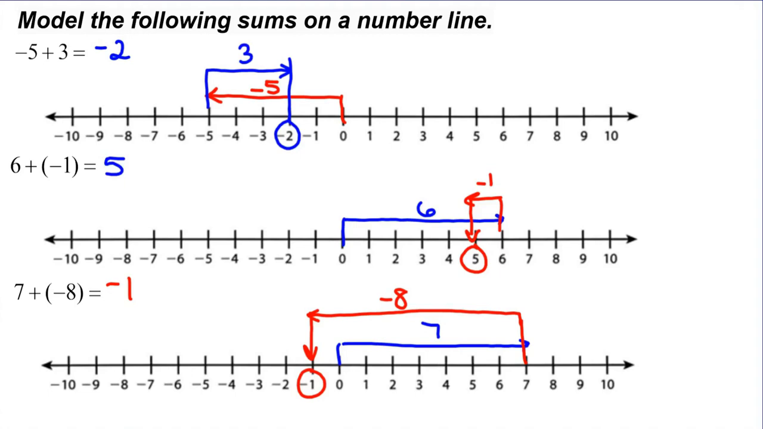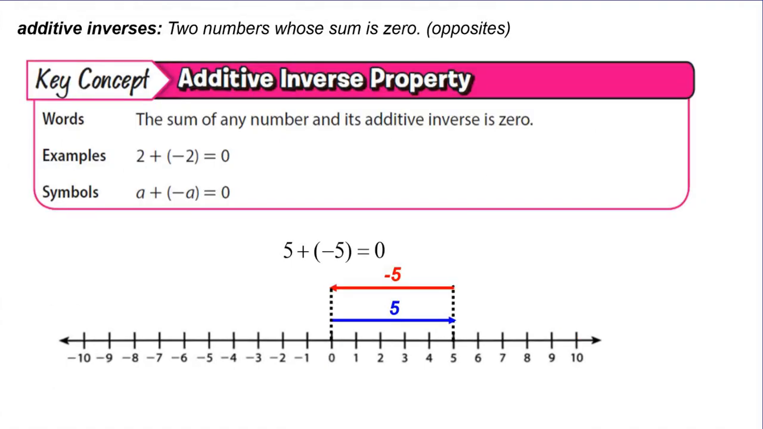So adding numbers with different signs actually has a canceling effect. It's almost like subtraction, really. So what happens when we have opposites that we're adding together? We call these additive inverses, and that's two numbers whose sum is 0. Now these will be opposites. Now you'll move the same amount to the right as you would to the left, or the same amount to the left as you would to the right. So this is called the additive inverse property. When you add opposites together, you always get 0.